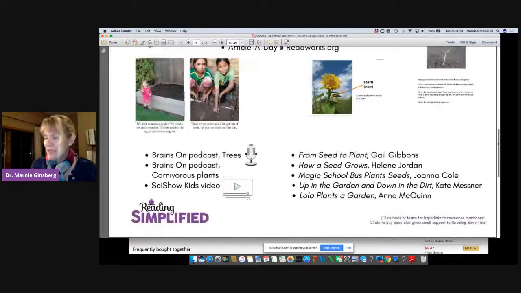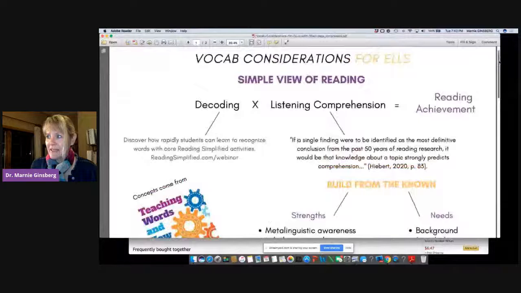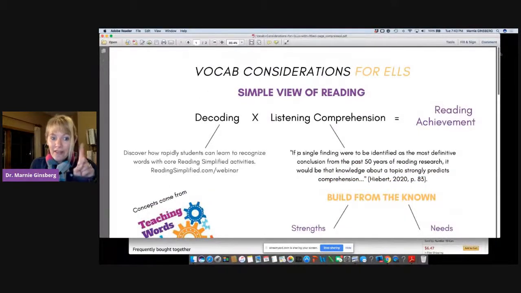I know I don't want it to be overwhelming. I'm hoping to kind of go back to the big basics. You need to really think about decoding and linguistic comprehension, or listening comprehension. We're doing a great job of listening comprehension, of decoding here at Reading Simplified. So make sure you know how to go about teaching decoding if you don't have a way to get everybody up to grade level pretty rapidly.